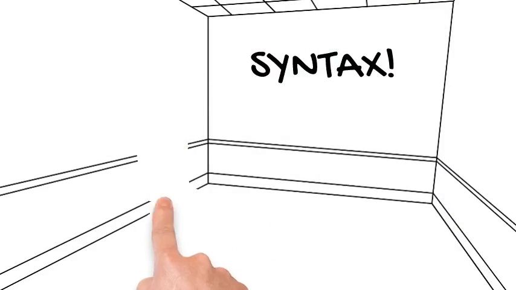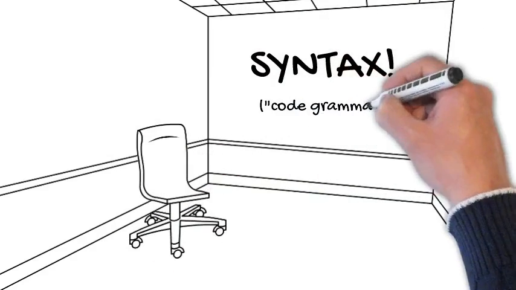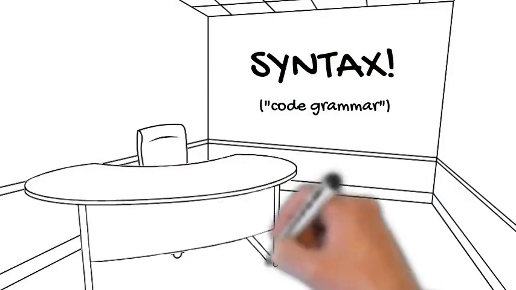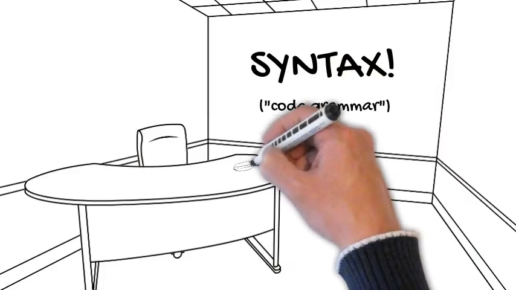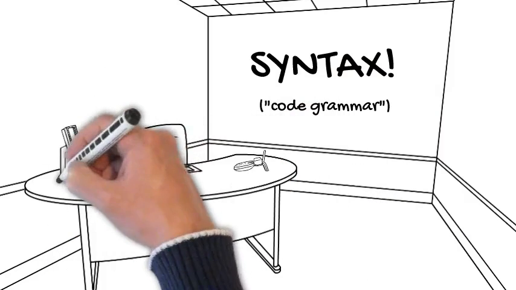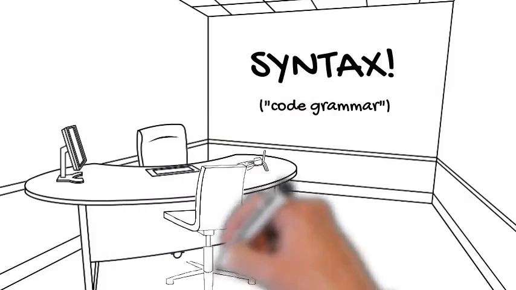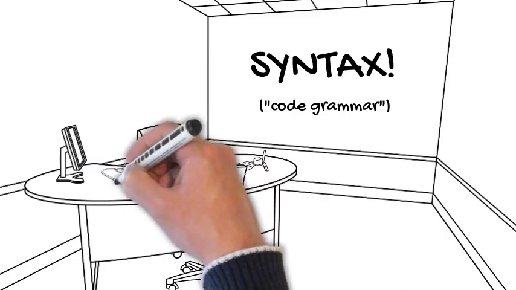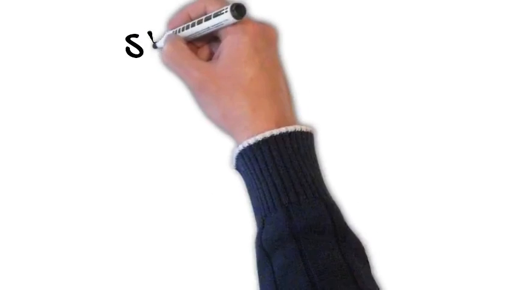So we're going to take a second and talk about something called syntax. Syntax is essentially code grammar. It is writing things in a very specific way so that the browser will do what you intend. And if the browser doesn't do what you're intending, the browser isn't getting the message exactly the way it needs to receive it.